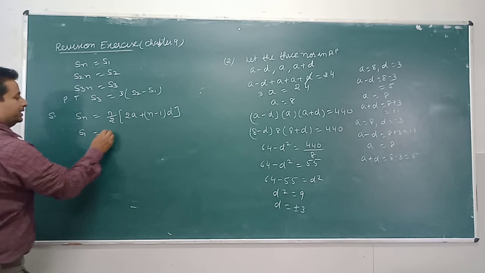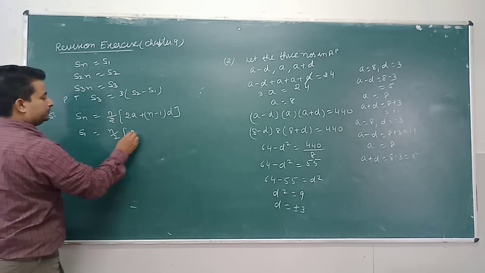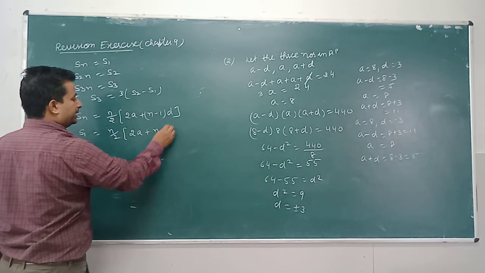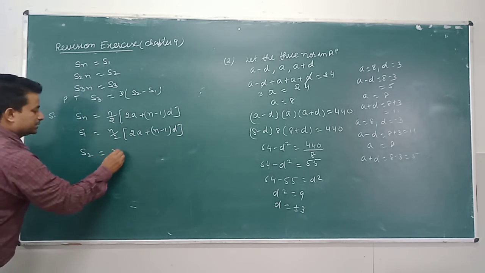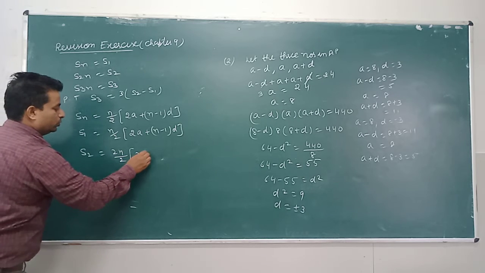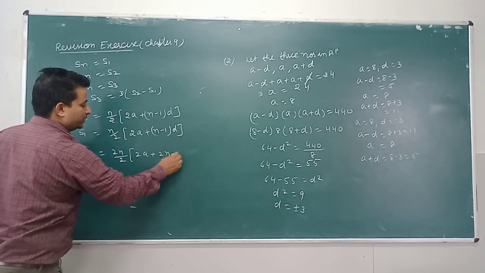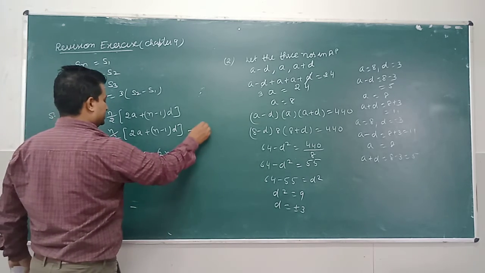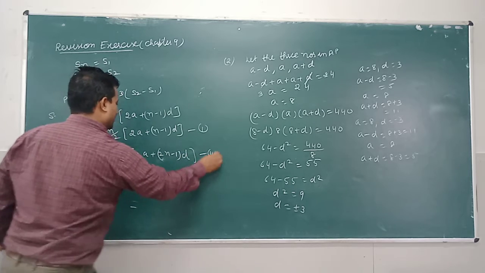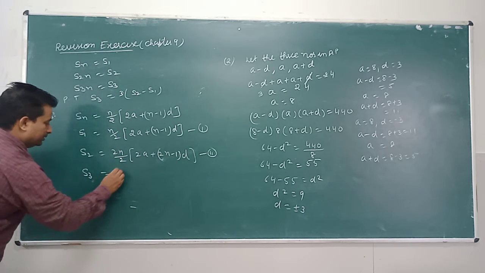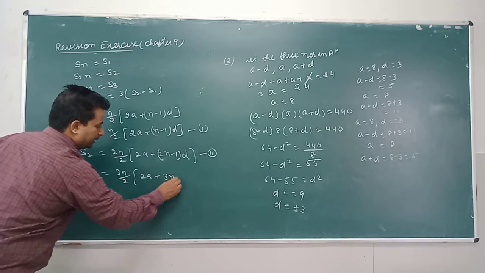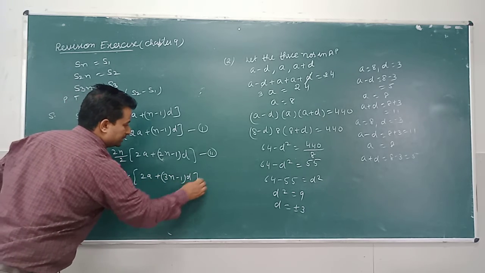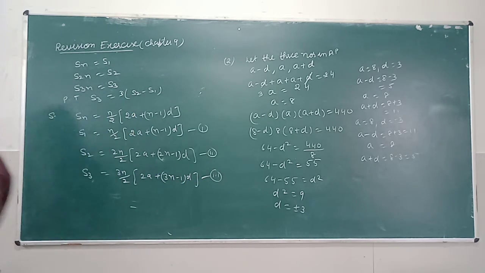So this is S1, n upon 2, 2a plus n minus 1 into d. And S2 is 2n upon 2, 2a plus 2n minus 1 into d. This is S2. And S3 is 3n upon 2, 2a plus 3n minus 1 into d. This is question number 3.